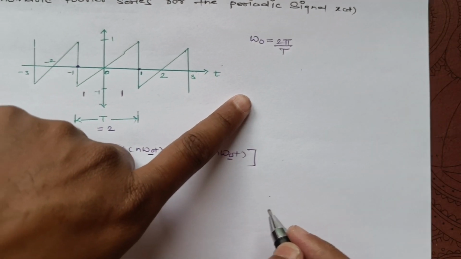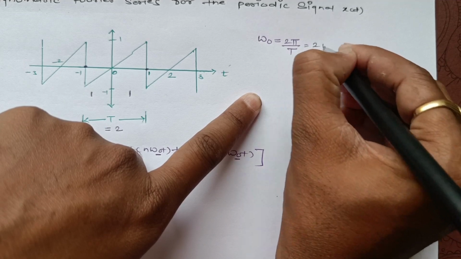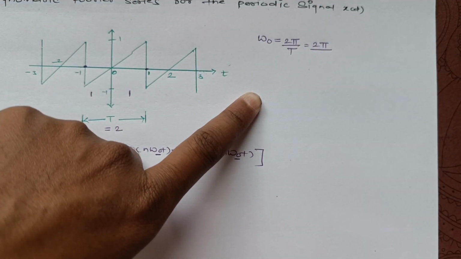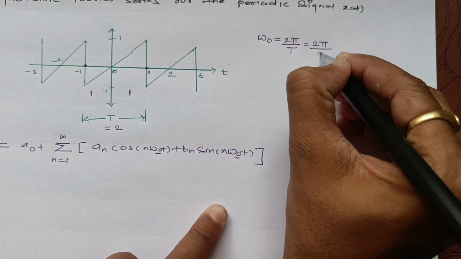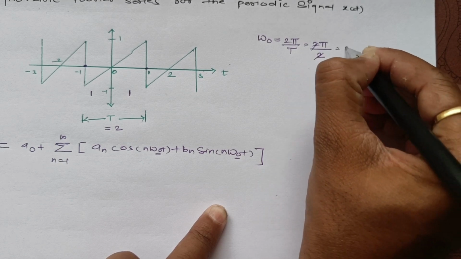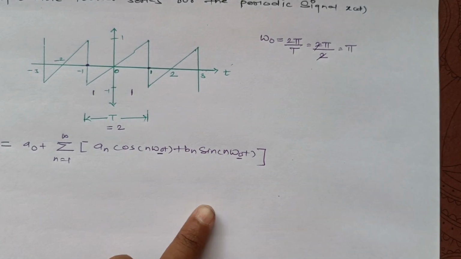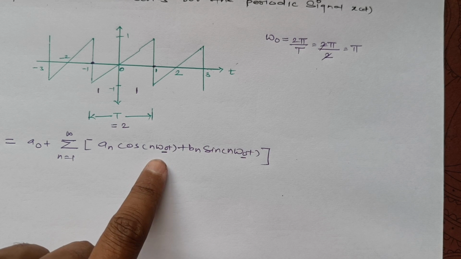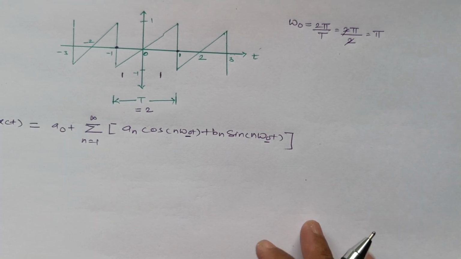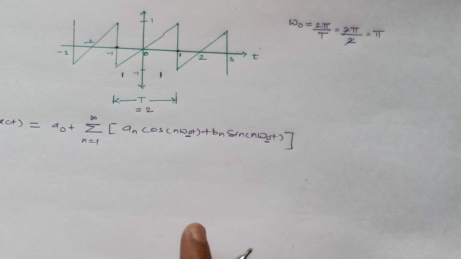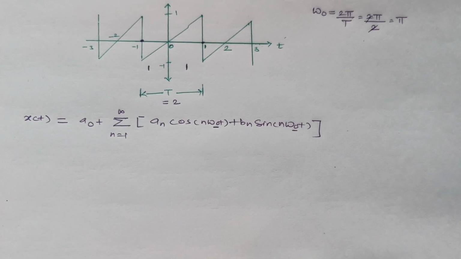So based on that, we can write omega naught as 2 pi by 2, where this gets cancelled, and omega naught will be pi. So the first quantity omega naught we got as pi. Fine. At the same time, if I want to know the values of a naught, an, and bn, we have to start with the integrating formula.